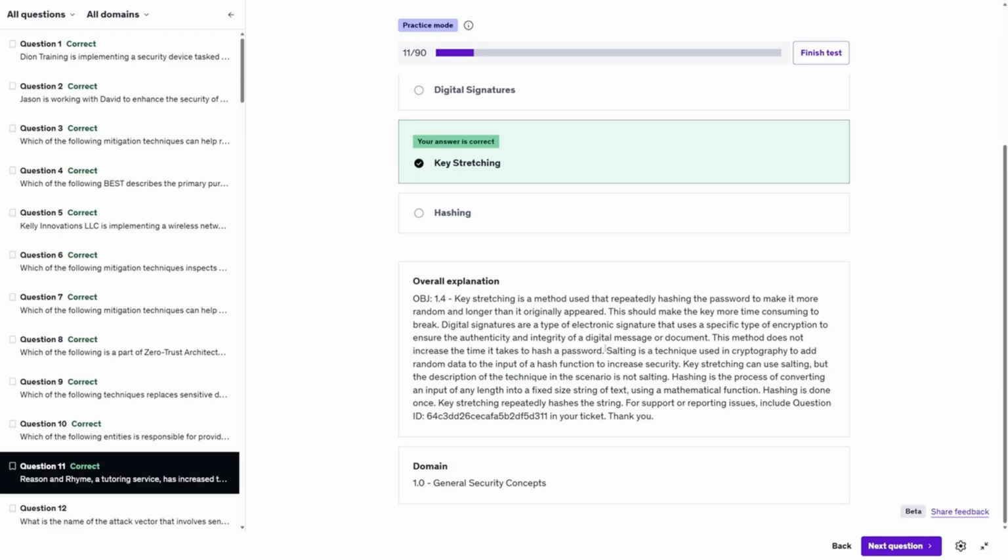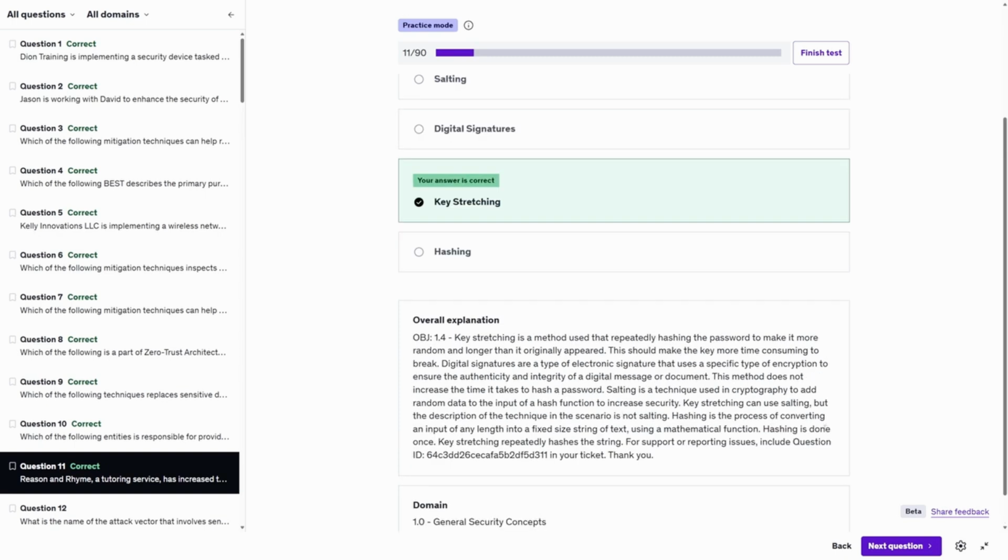Salting is a technique used in cryptography to add random data to the input of a hash function to increase security. Key stretching can use salting, but the description of the technique in this scenario is not salting. And hashing is the process of converting an input of any length into a fixed size string of text using a mathematical function. Hashing is done once, while key stretching repeatedly hashes the string.